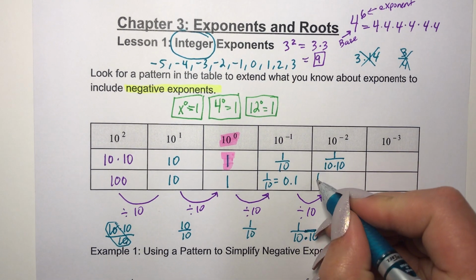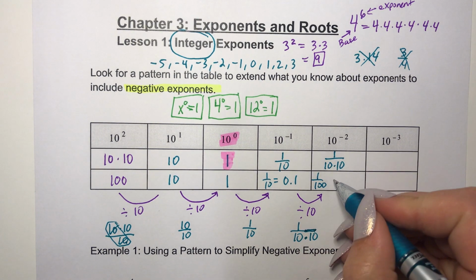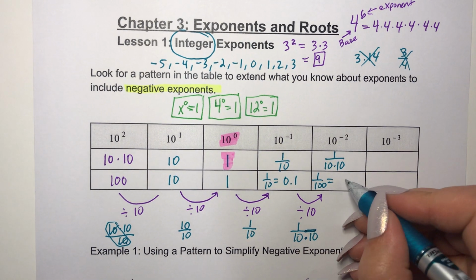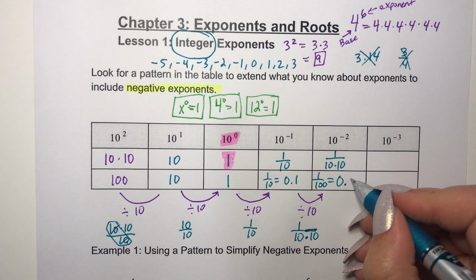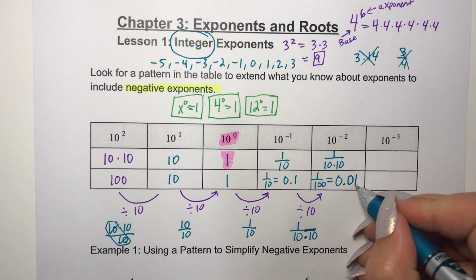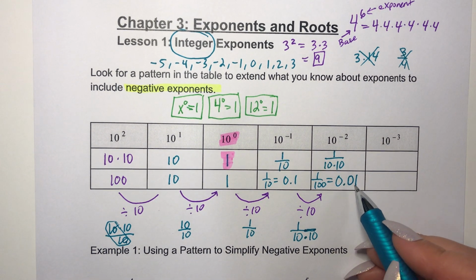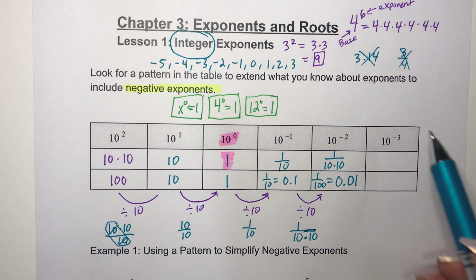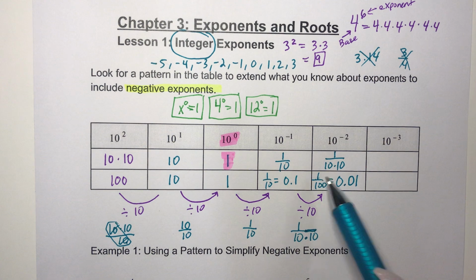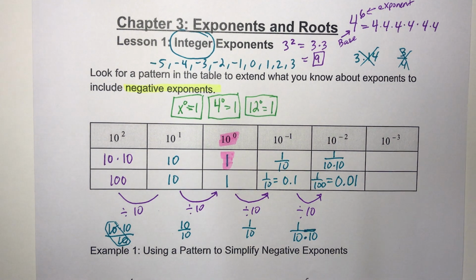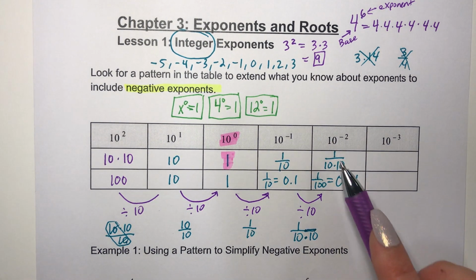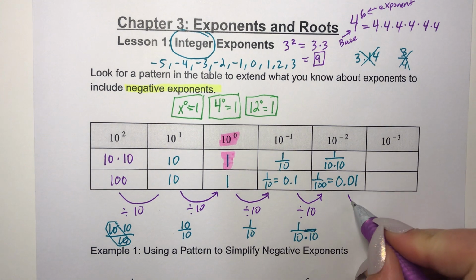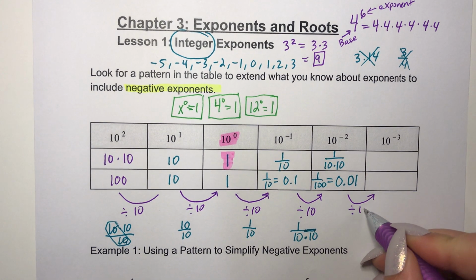and that is the same thing as 1/100th, which, in the form of a decimal, is 0. This is the tenths place, and this is the hundredths place, so 1/100th. All right, and we're going to keep going. So we're going to take this right here, and we're going to divide it by 10 again.